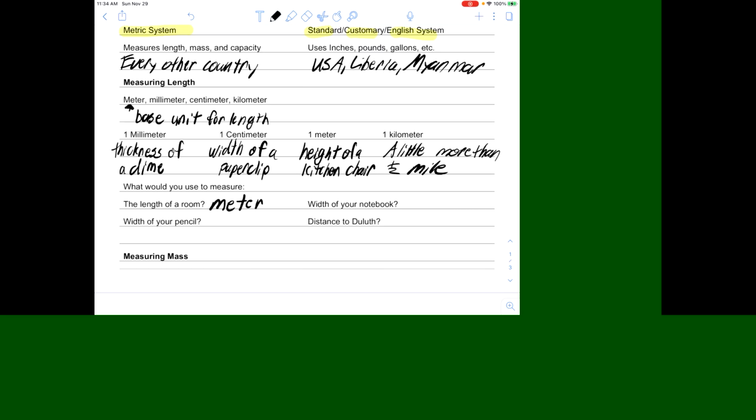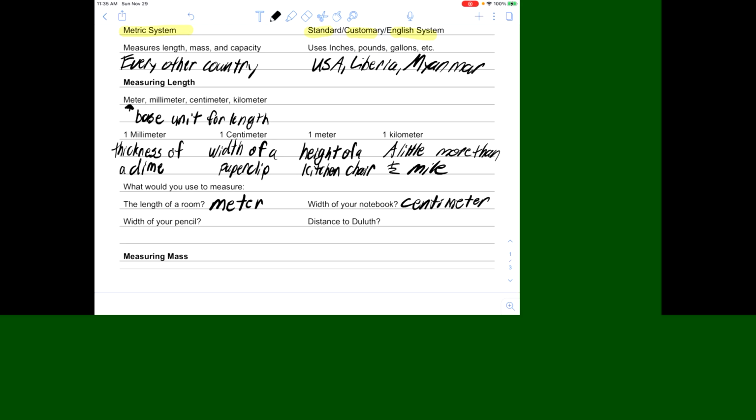Now, if I was going to do the width of my notebook, here's my notebook, I want to think about, would I rather do that in dimes, paper clips, chairs, or miles? Well, paper clips makes the most sense to me for measuring the length of a notebook. So that means the centimeter is the unit I would want to use.